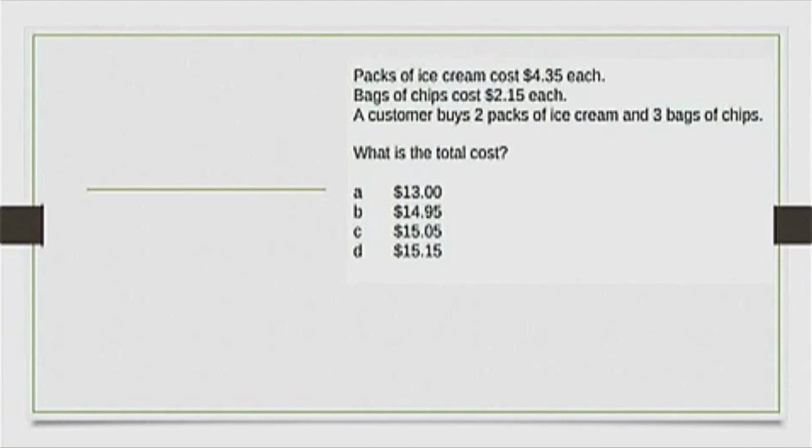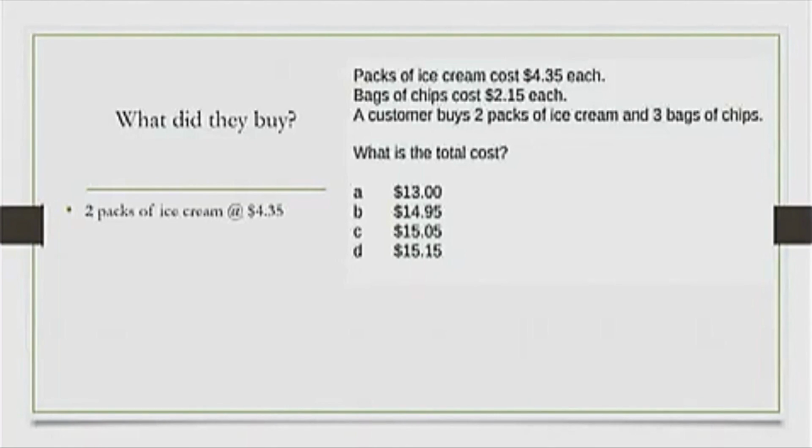Packs of ice cream cost $4.35 each. Bags of chips cost $2.15 each. A customer buys 2 packs of ice cream and 3 bags of chips. What is the total cost? All right, awesome. So what did they buy? That's the first you need to figure out. So they bought 2 packs of ice cream, and they gave you a cost for each pack. So that's $4.35, and 3 bags of chips at $2.15.